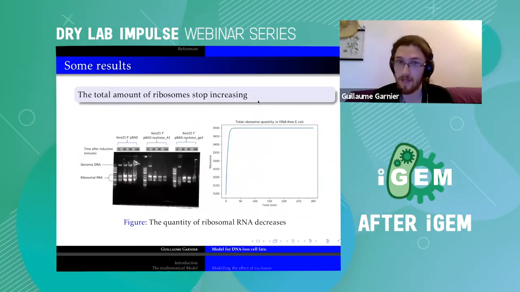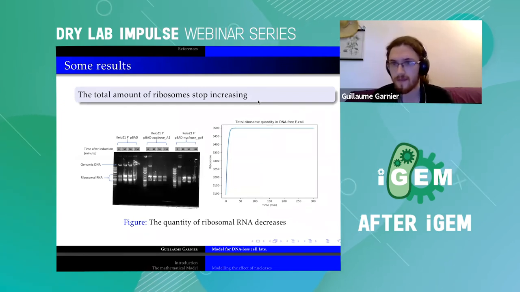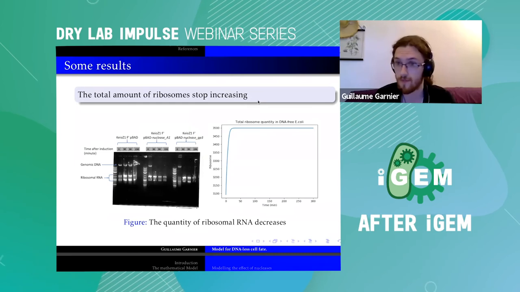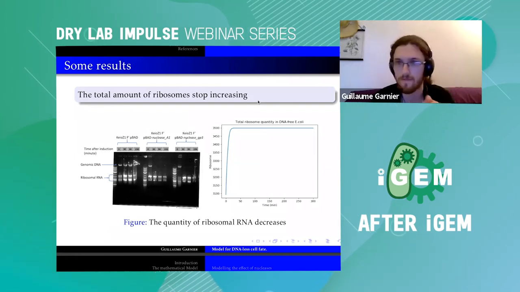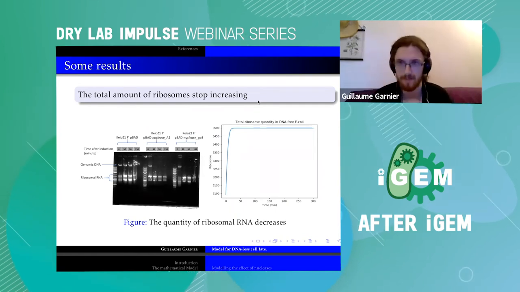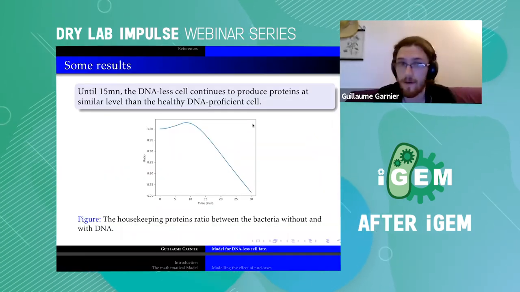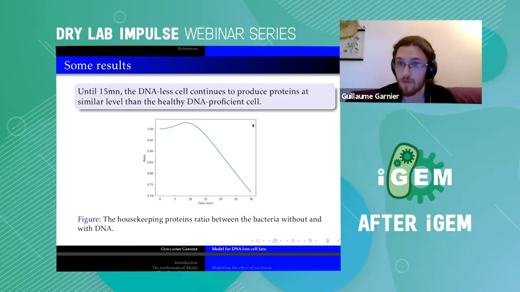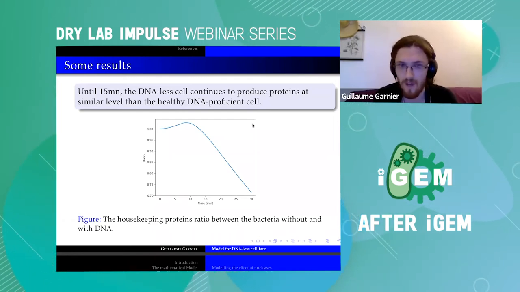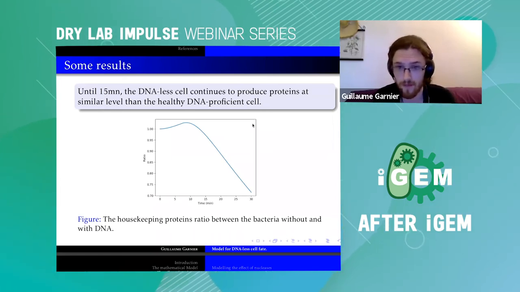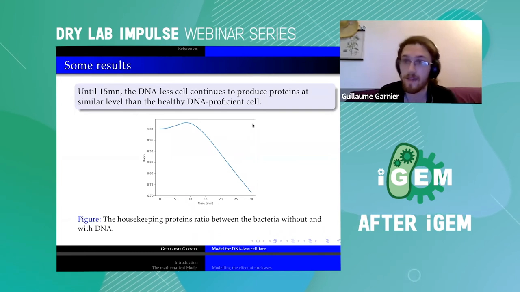A consequence of the model is that the total amount of ribosome will stop increasing. We can see that on the blue curve I have put on the right of the screen. We had exactly the same thing by biological experiment, and the model seems to have the same result. It's nice. It's great. Another result is that until 15 minutes, the DNA-less cell will continue to produce some proteins, just like the cells where there is still DNA. For that, we plot the ratio between the number of housekeeping proteins inside the cell without DNA and inside the cell with DNA.